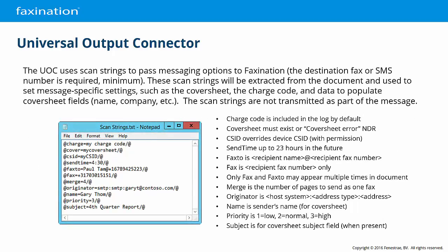The UOC requires scan strings to be embedded in the document to convey information to the Faxination kernel. At absolute minimum, the destination fax or mobile number must be supplied as a scan string. Scan strings can also be used to set the cover sheet for outbound fax messages, set the charge code, CSID, message priority, etc. The scan strings are removed from the document before it is transmitted.